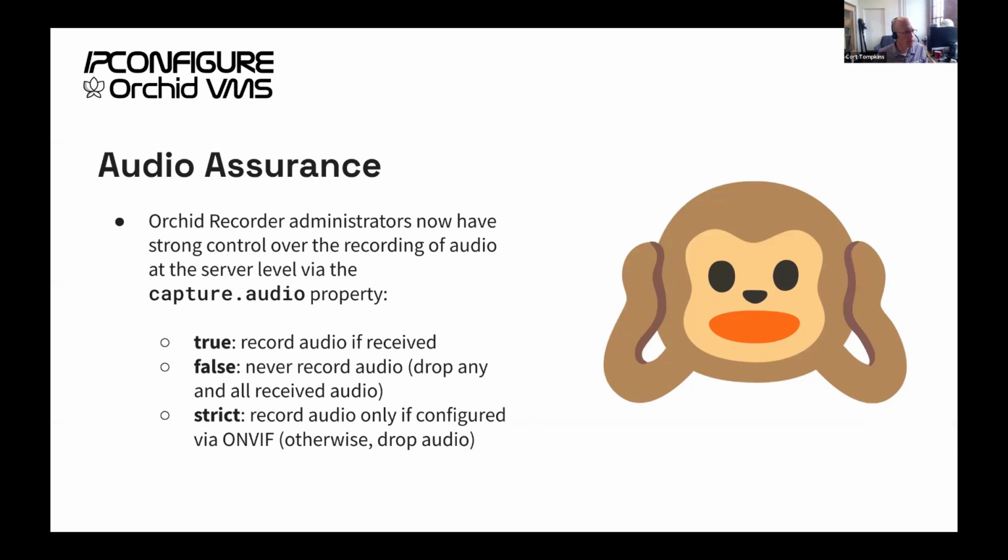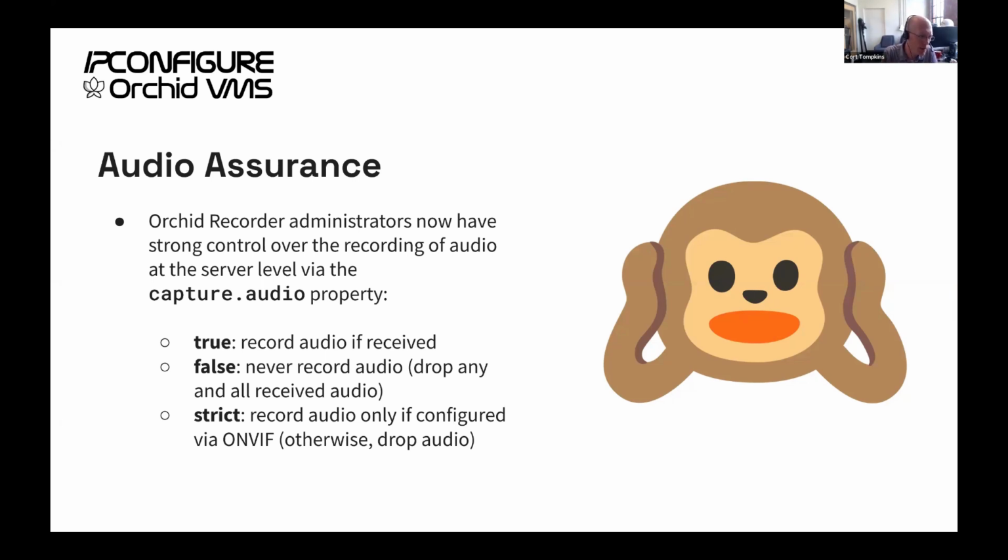All right, so that is permissions and talkdown. A little more building on audio within Orchid. This is something new that's in 24.6. Orchid Recorder administrators now have stronger control over the recording of audio at the server level through a new property. It's one of the advanced settings properties that's available in the Orchid Recorder admin interface. So previously, Orchid Recorder would record any audio that a camera sent to it. We had the ability to turn off audio entirely. We now have a new strict mode.